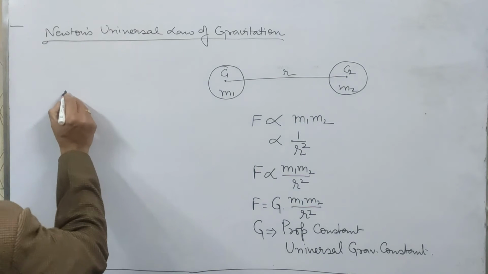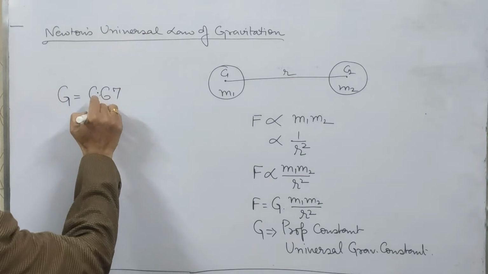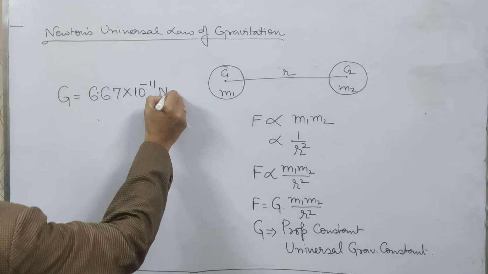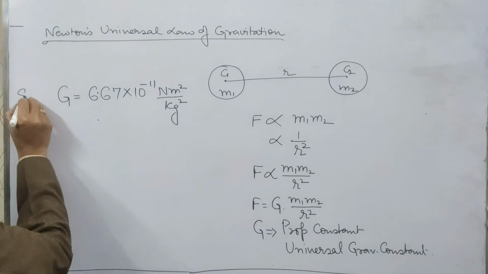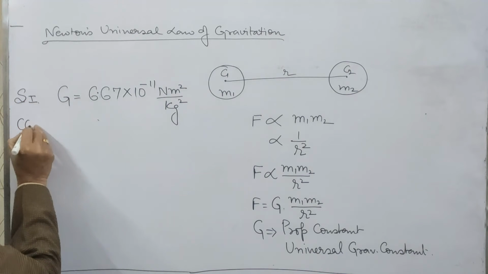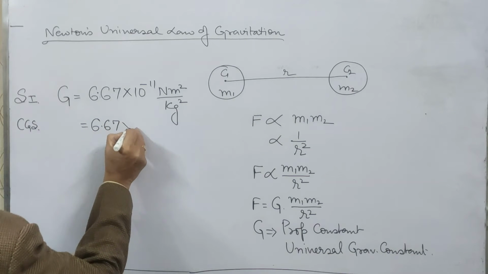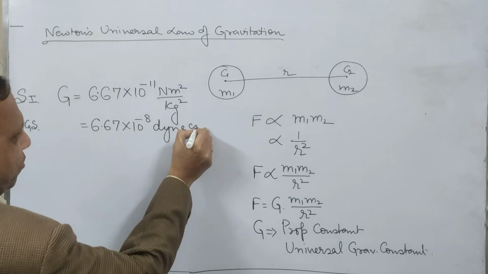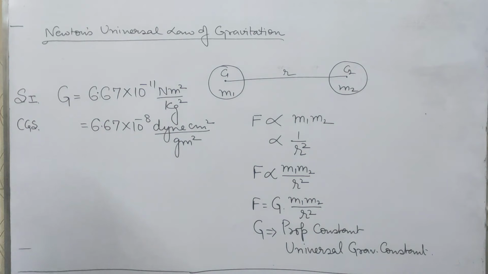The value of G is 6.67 into 10 to the power minus 11 Newton meter square per kg square. It is in the SI system. Or in the CGS system, the value of G is 6.67 into 10 to the power minus 8 dyne centimeter square per gram square. It is about Newton's law of gravitation.